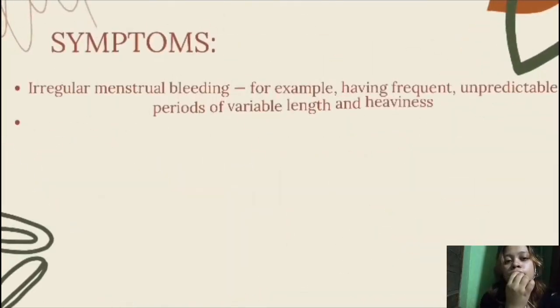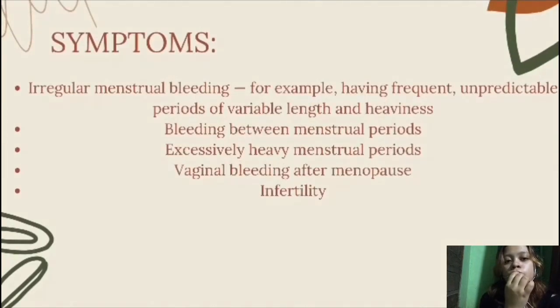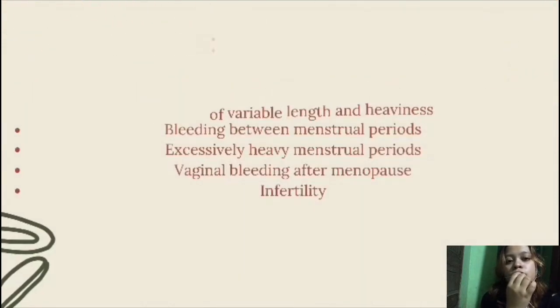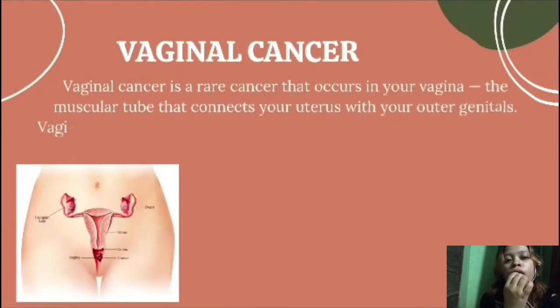The early signs and symptoms of uterine polyps include irregular menstrual bleeding, for example, having frequent, unpredictable periods of variable length and heaviness, bleeding between menstrual periods, excessively heavy menstrual periods, vaginal bleeding after menopause, and infertility. Some women have only light bleeding or spotting, others are symptom free.